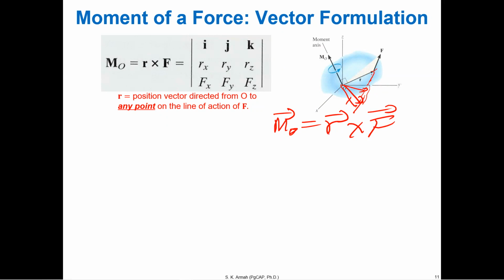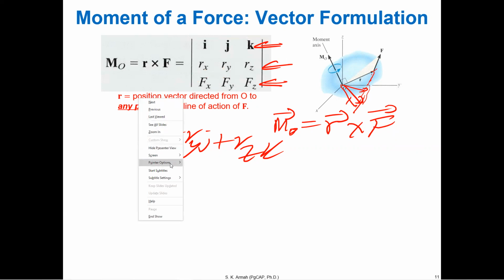So what is r? r can be written as r_x i plus r_y j plus r_z k, and that's what goes here. Of course, the first row is our i, j, k. And then you put your force in the third row: F_x, F_y, F_z. And then you evaluate this determinant, you are done. And that's the reason why I have to talk about cross product.